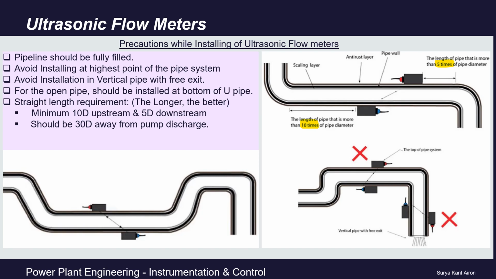Regarding straight pipe length requirements, we can say the longer the better. The straight pipe length should be long enough to eliminate irregular flow induced error. Let us say D is the pipe outer diameter, then the transmitter should be installed at a pipe section where the length of the straight pipe on the upstream side is at least 10D and on the downstream side at least 5D. One more thing to remember, the ultrasonic transducer installation should be at least 30D away from a pump discharge.